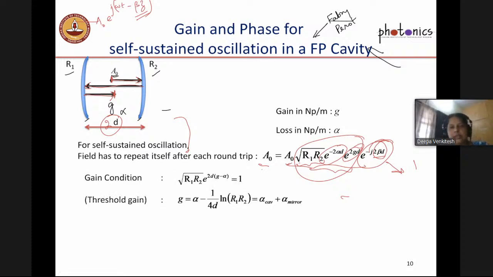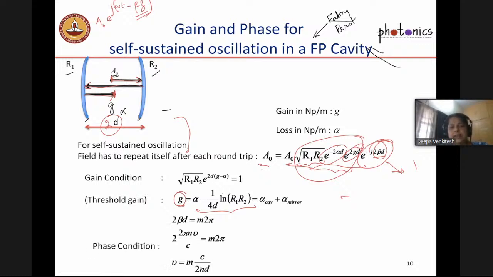If I write those conditions, the gain condition, where square root of R1 R2 times this exponential term is 1, means that I need a gain of at least this number so as to compensate for all the losses in the cavity. That gives you the threshold for a laser. This is the intuition of why a laser always has a threshold. You need to put enough energy into the system so that there is enough gain to compensate for all the losses, right? And once this threshold gain is achieved, the gain actually gets clamped at the loss of the system.